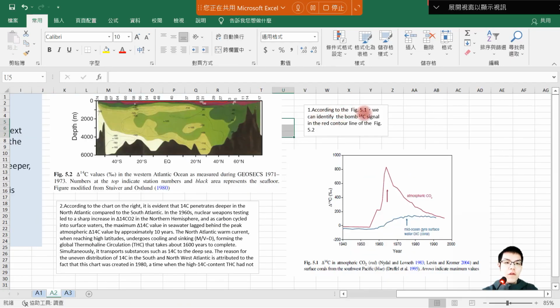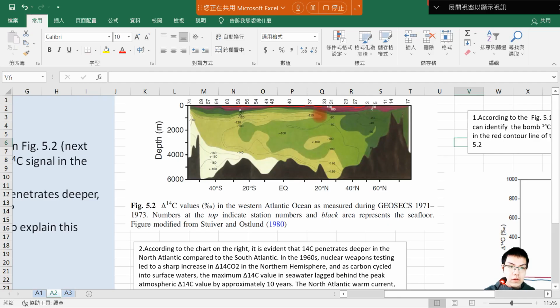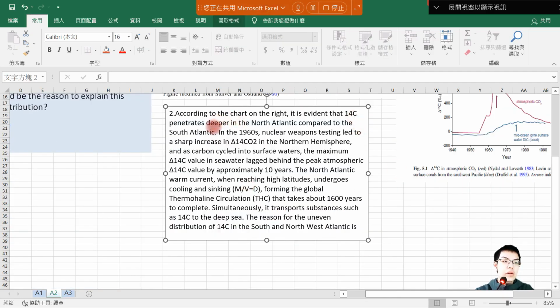According to figure 5.1, we can identify the bomb 14 carbon signal in the red contour line of figure 5.2. This one. 14 carbon penetrates deeper in the North Atlantic compared to the South Atlantic in the 1960s. Nuclear weapon tests led to a sharp increase in bomb 14 carbon dioxide in the northern hemisphere.